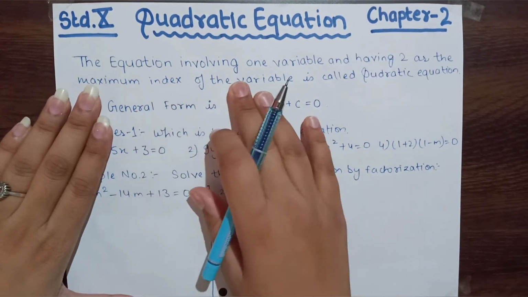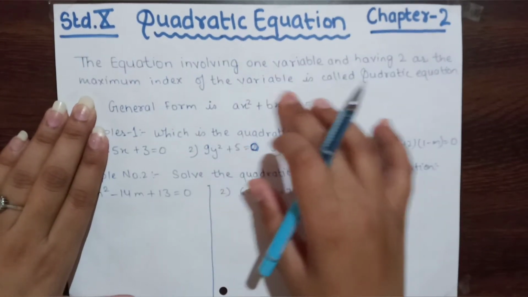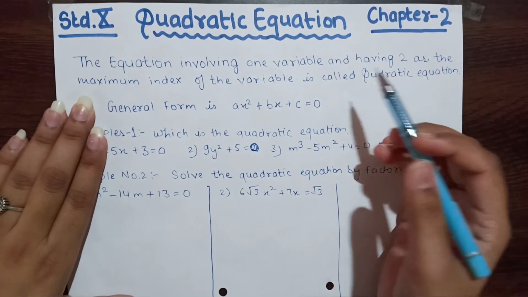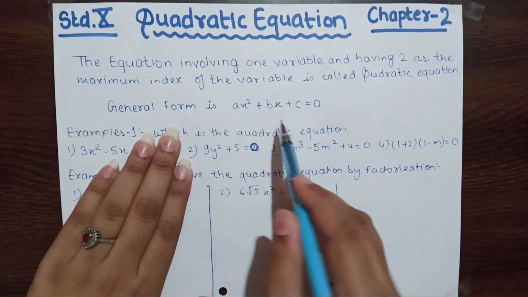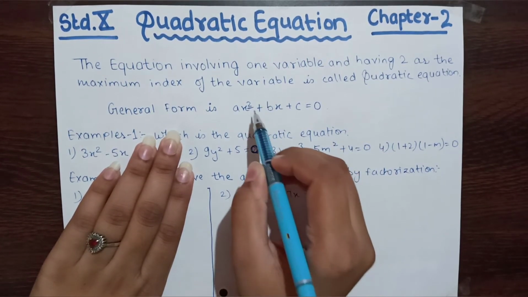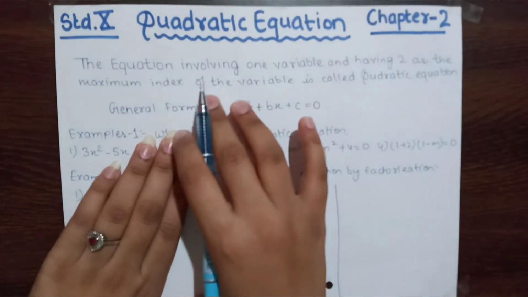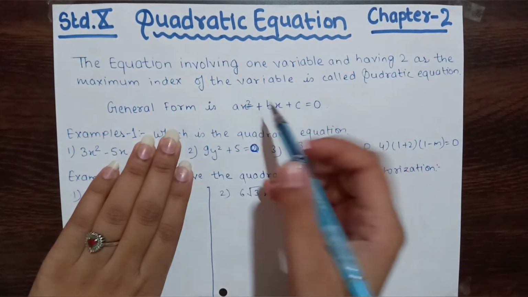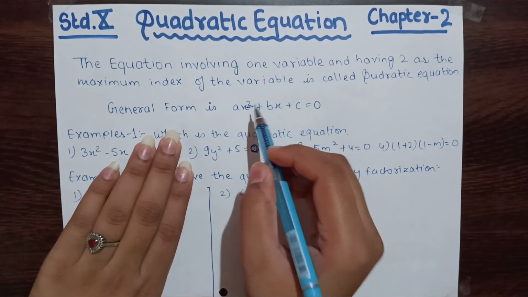The equation involving one variable and having 2 as the maximum index of the variable is called a quadratic equation. So first of all, what is meant by having 2 as the maximum index? This is the general form of a quadratic equation, and the maximum value which can come in this equation as the index of the variable is 2. That's why it is written as the equation involving one variable and having 2 as the maximum index. So here the maximum number which can come in the index is 2.